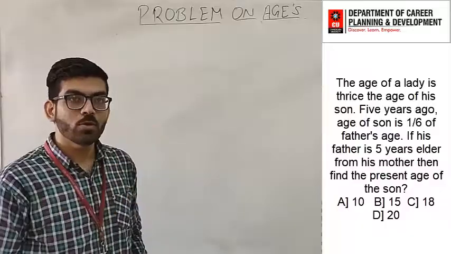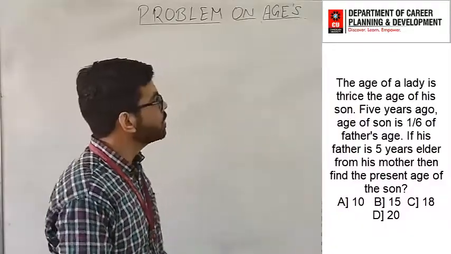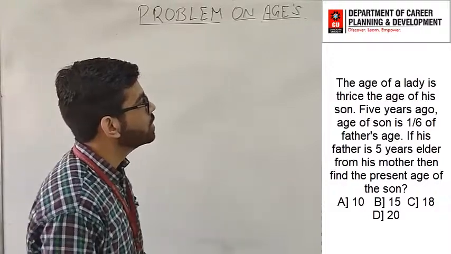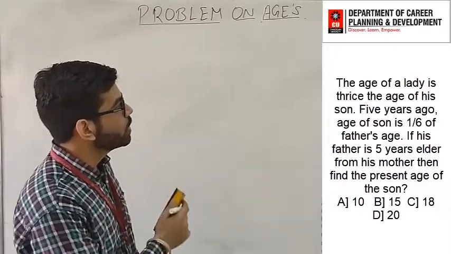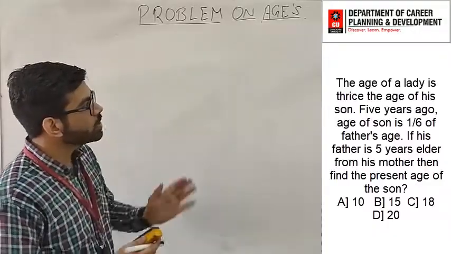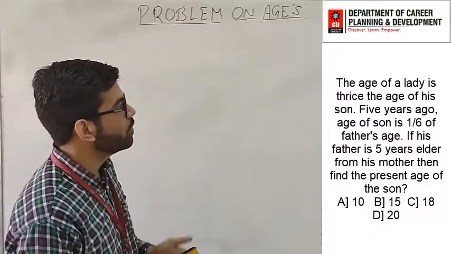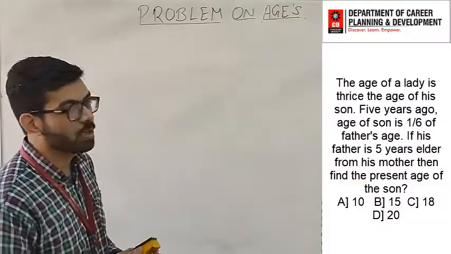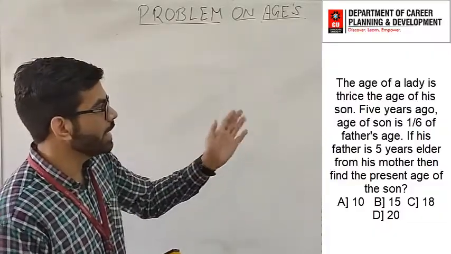Okay, let's see some basic questions from here. This is the question: the age of a lady is thrice the age of her son. 5 years ago, the age of the son was 1/6 of the father's age. If the father is 5 years elder than the mother, then find the present age of the son. The options are 10, 15, 18 and 20.